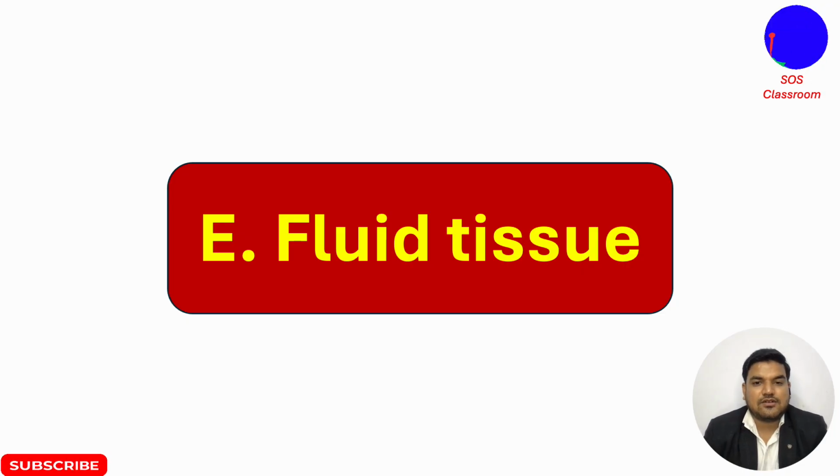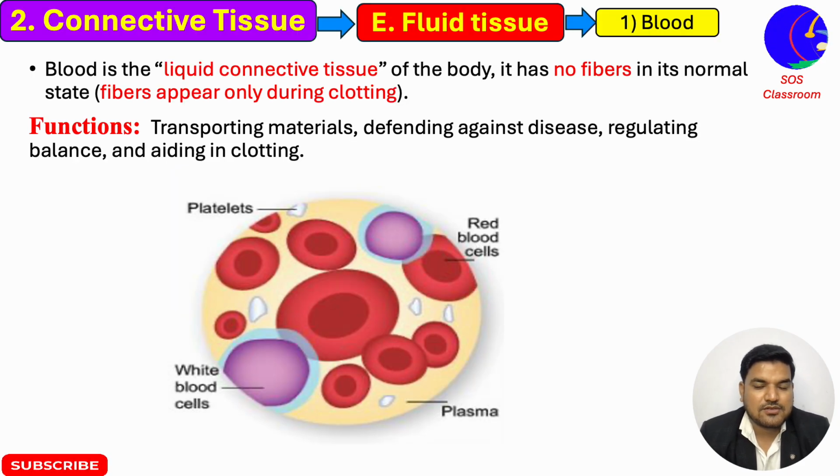And last, discuss the fluid tissue. Fluid tissue is divided into two, that is the blood and lymph. Blood, we already know, is a liquid connective tissue, and it has no fibers in its normal state. During bleeding, in the clotting state, fibers appear for the clotting. What is the function?